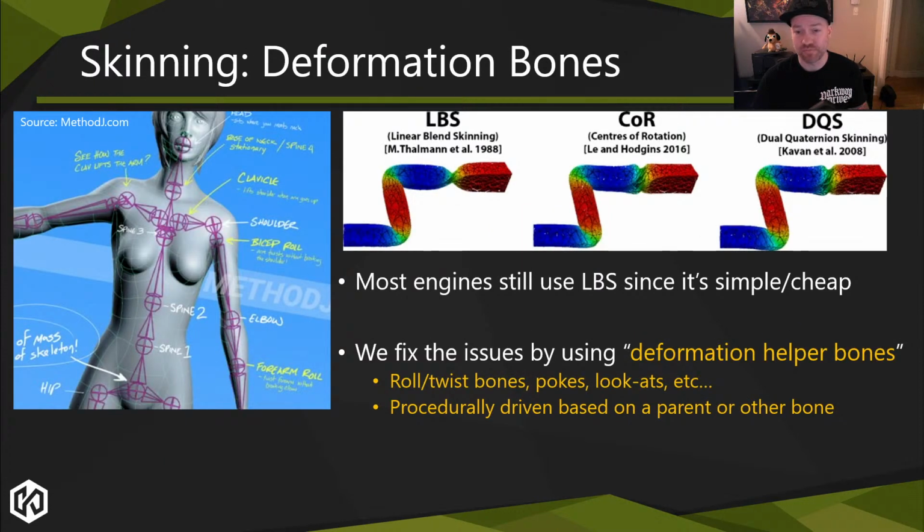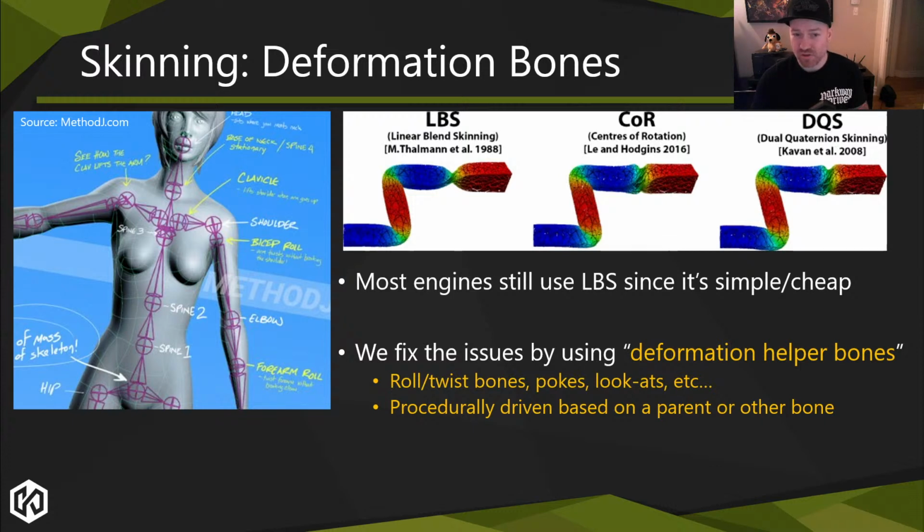So for example, this is some stuff I got off the web. Linear blend skinning is the most common one, and I think a lot of engines are still using it because it's super simple, it's really cheap, and it's well understood. There are alternatives, but as I said, they both have their own set of issues.